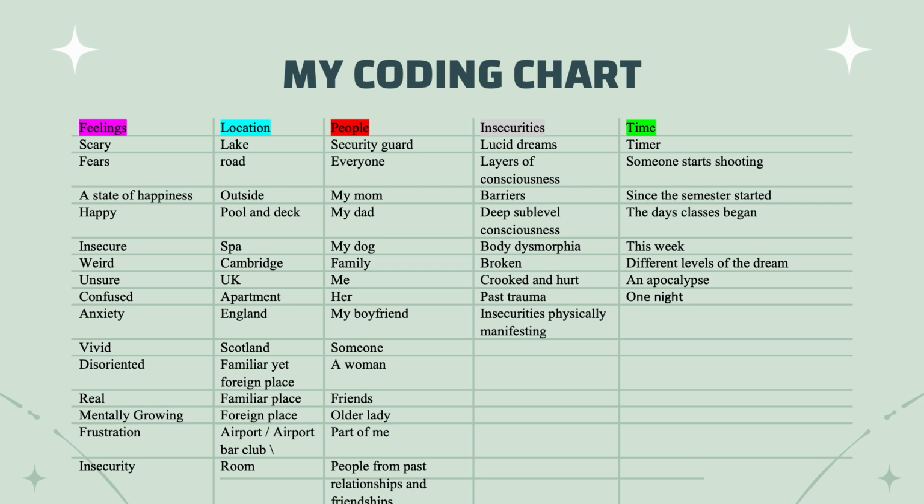My coding process was pretty easy and straight to the point. What I did was I wrote down all the possible emotions or categories that I would like to add, and then I went into my dreams and I read all of them carefully and just attributed each word into each category.